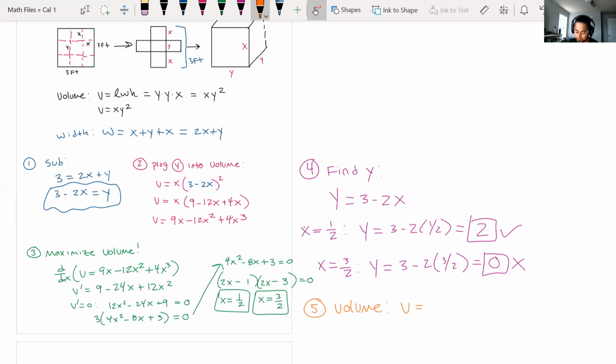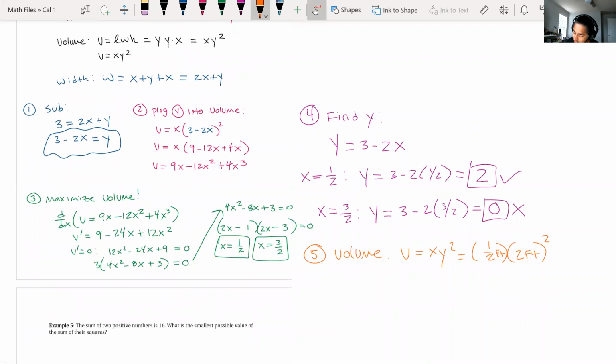V equals xy squared. So we'll get 1/2. And remember that this isn't just numbers, so let's be proper and put our units: times 2 feet squared. So this means that you'll get 1/2 feet times 4 square feet. And the maximum volume for this box with an open top is going to be 2 cubic feet.